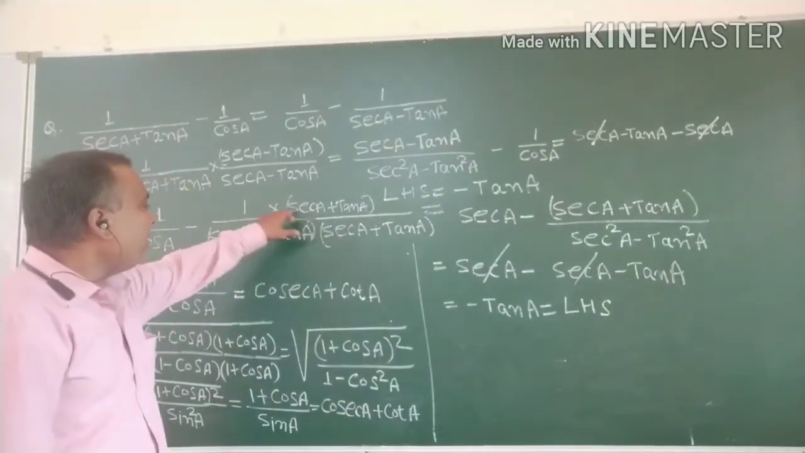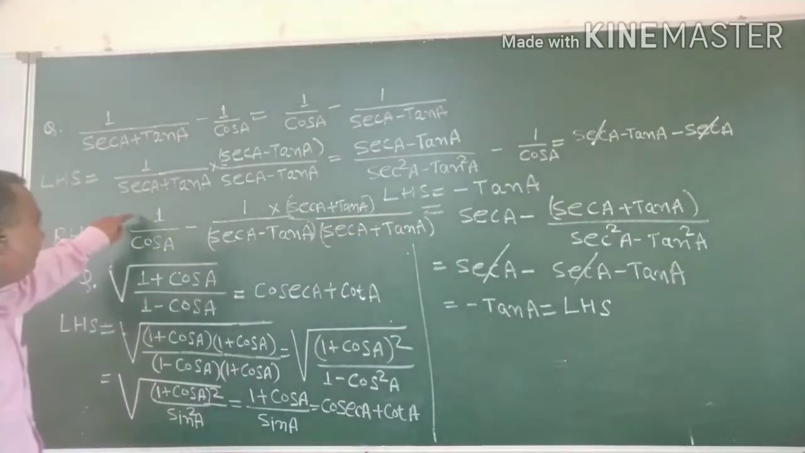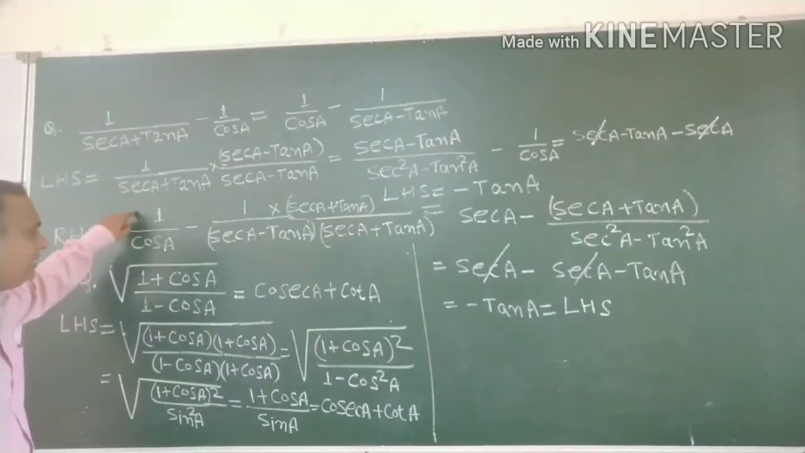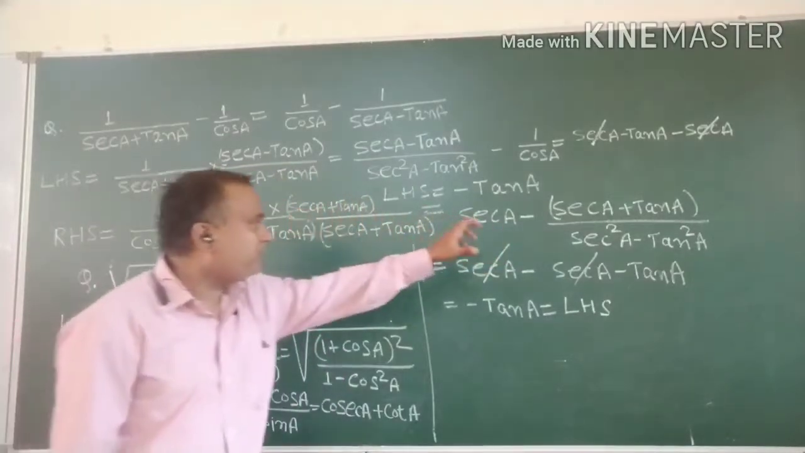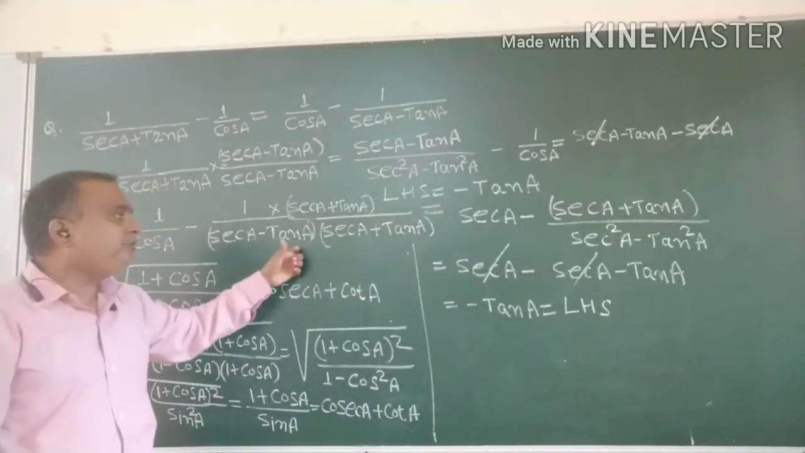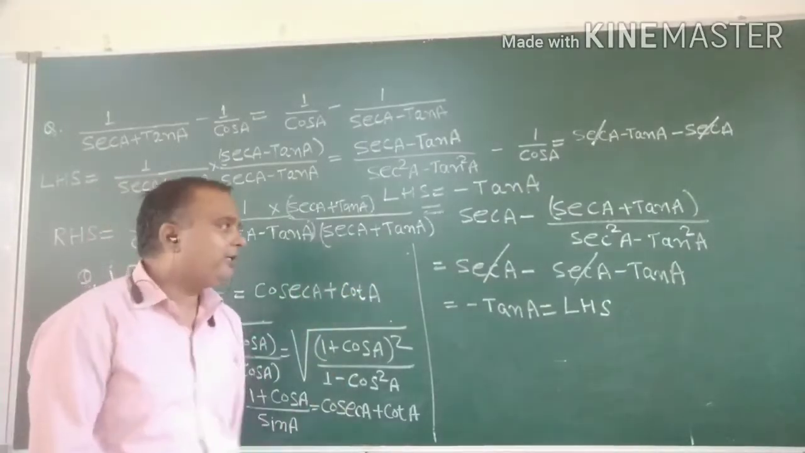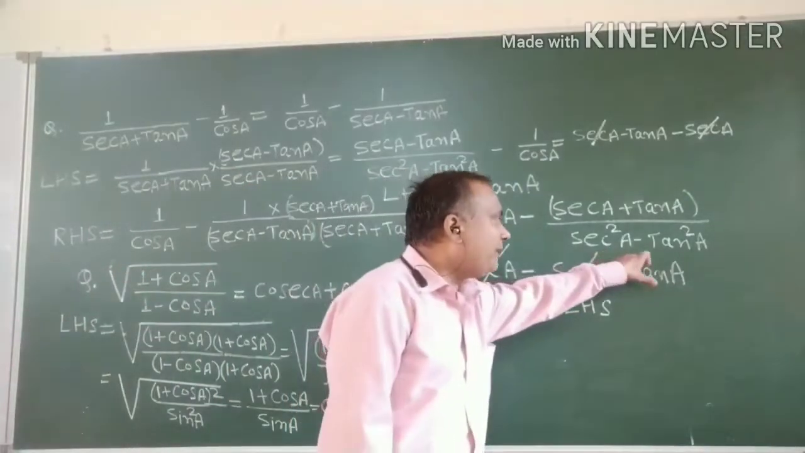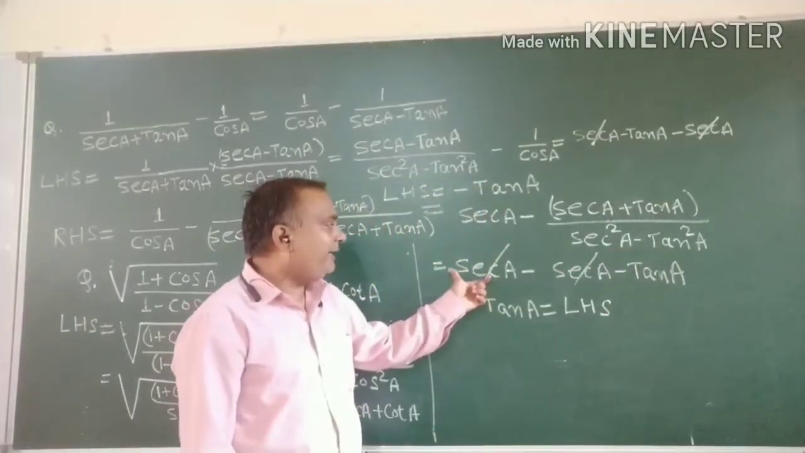Since it is multiplied by 1, so it is sec a plus tan a as it is. And 1 upon cos a, we can write it is sec a. So that is sec a minus sec a plus tan a. Again, a minus b into a plus b, that is a square minus b square. So we can write sec square a minus tan square a is equal to 1. So that is minus sec a.